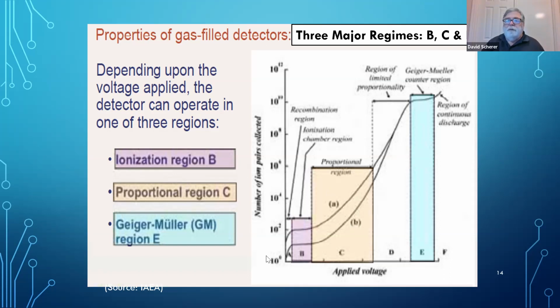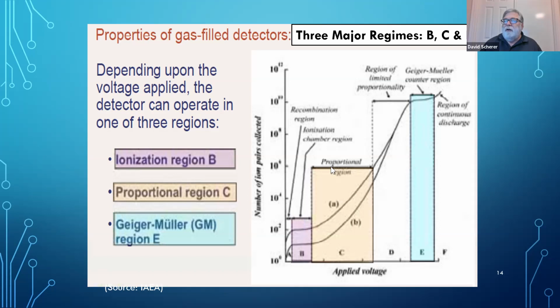In the proportional region, the energy of the photon or radiation that's incident on the detector will be proportional to the strength of the electric signal, the number of ion pairs collected. The amplification will be proportional to how much energy was deposited in the detector. In the region of limited proportionality, we have a little bit of both going on, so it's harder to interpret.